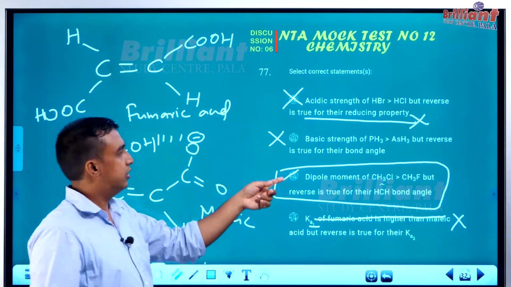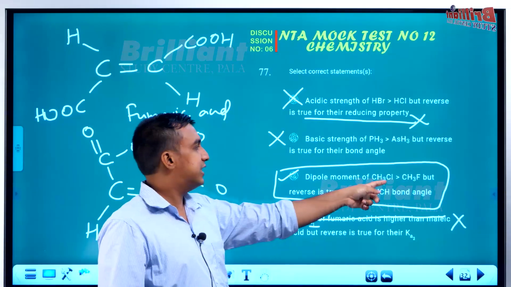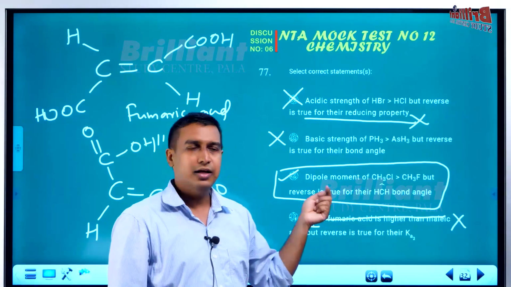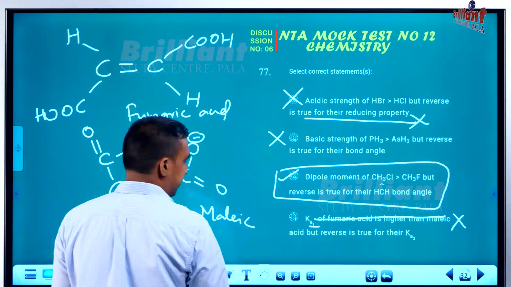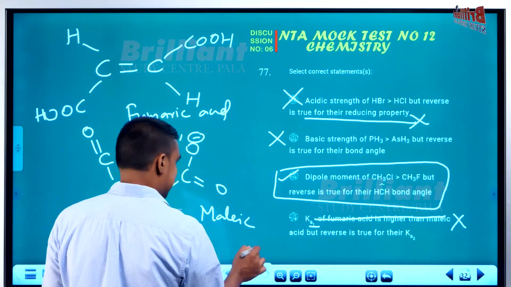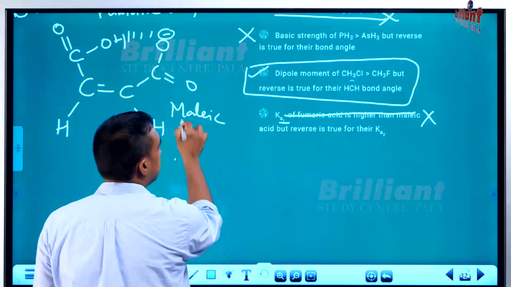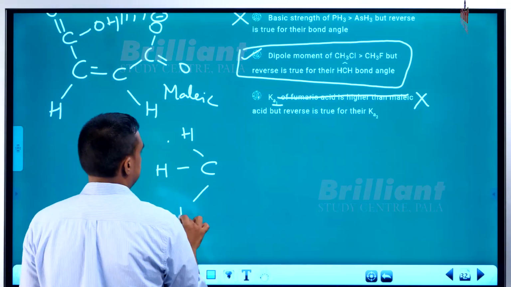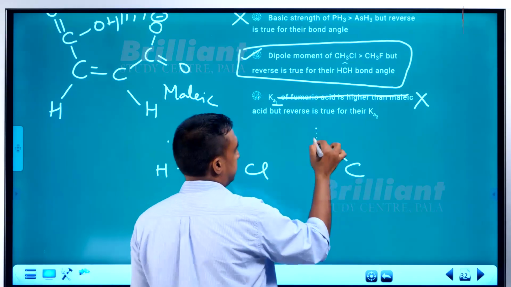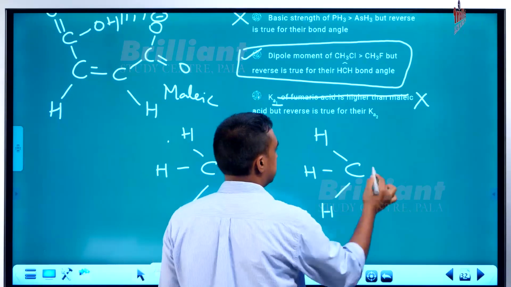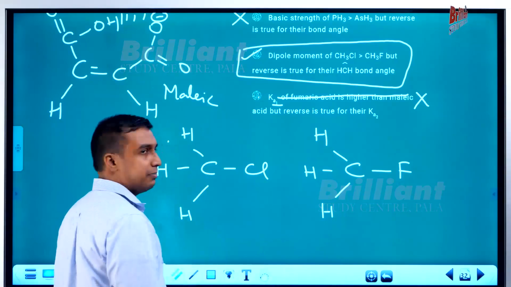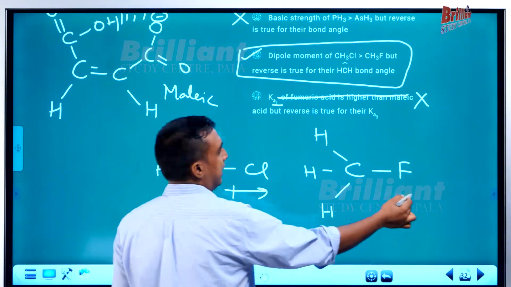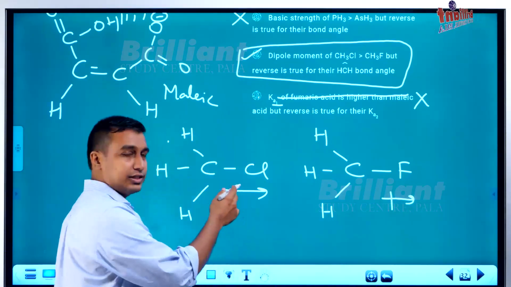Now coming to option C, dipole moment of CH3Cl is greater than CH3F. അത് നിങ്ങൾ പഠിച്ചേക്കുന്ന ഒരു സംഗതിയാണ്. If I compare the dipole moment of CH3Cl and CH3F, dipole moment ഞാൻ കമ്പയർ ചെയ്യാൻ പോയി കഴിഞ്ഞാൽ we know that chlorine has more ability to pull the electron pair compared to fluorine. അതിന്റെ റീസൺ ഇത്രേ ഉള്ളൂ.